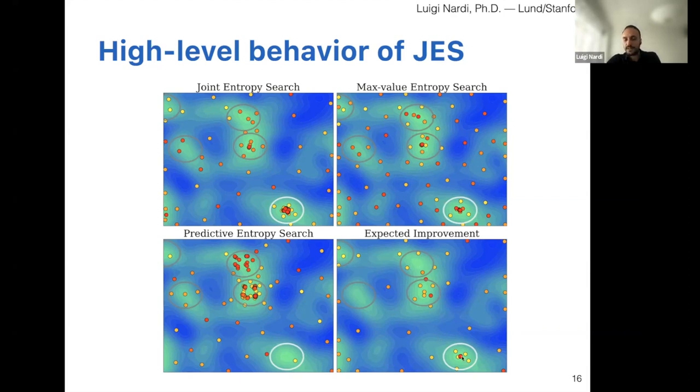What we can see is that expected improvement is pretty robust, finds the optimum over here, kind of misses this local optimum here, but max value entropy search behaves a little bit like random sampling here. You see that there is a lot going on everywhere, but at the same time it identifies all the optima. So this is a pretty robust method. Joint entropy search focuses a little more on the optimum, and it's a little less random over here, just as a high level behavior of JES.